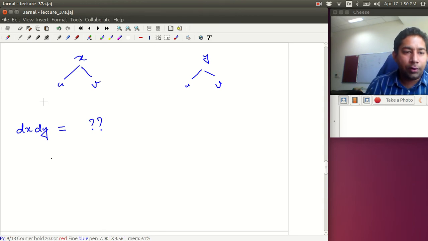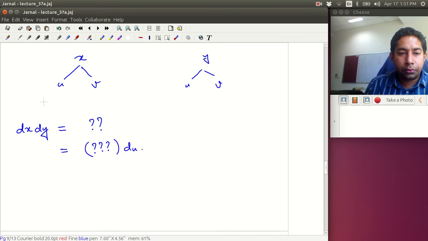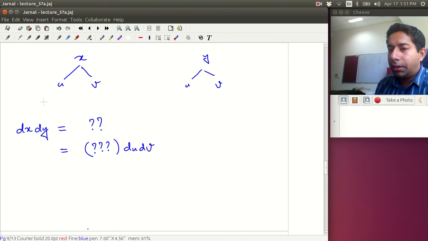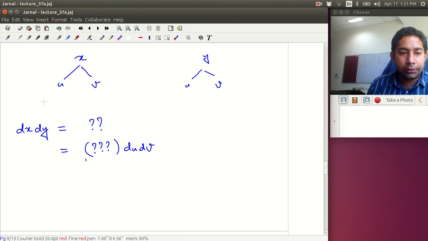So basically, we ask the question, dx dy can be written as what times du dv. Okay, and the answer to this comes from the Jacobian. So this what comes here is the Jacobian. Actually, it's the absolute value of the Jacobian, times du dv. And what is the Jacobian?